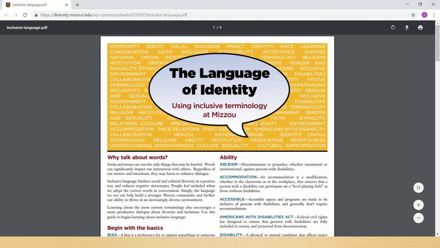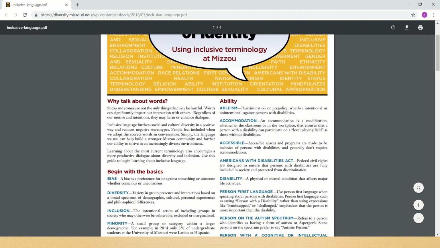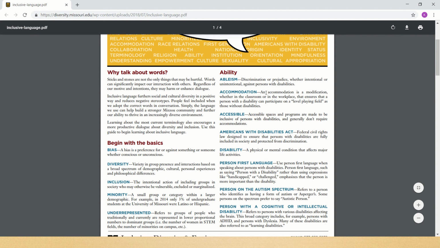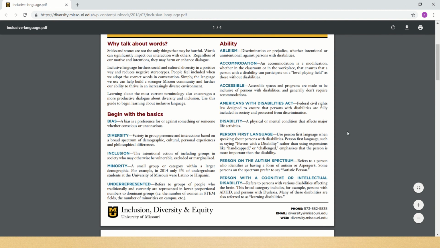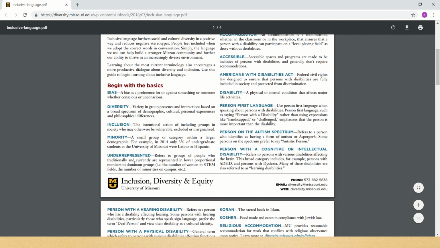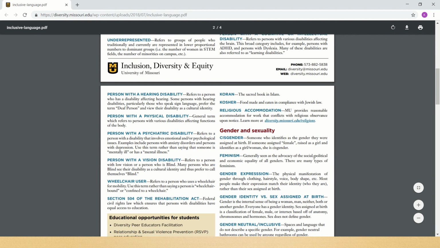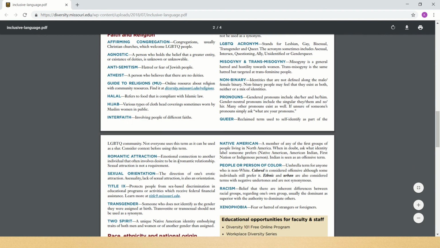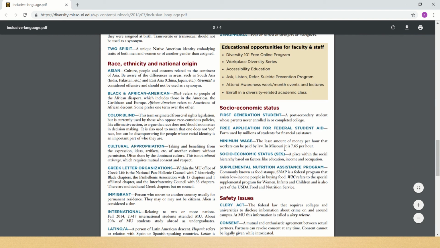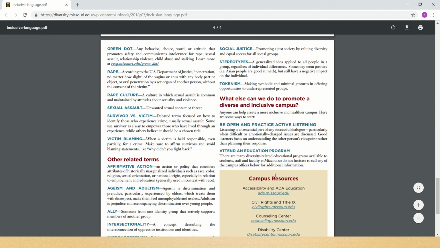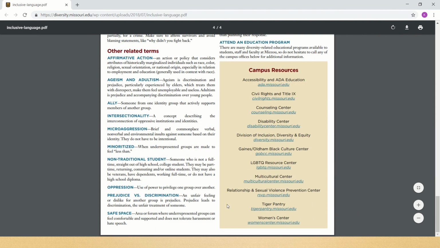Well, slowly but surely. It's the language of identity, as they've deemed it, and it covers really all of these topics. Ability. Here's a glossary of terms to use, and like a good glossary, a pretty good definition of each of these terms. Some of the basic terms when talking about inclusion and diversity, gender and sexuality, faith and religion, race, ethnicity, and national origin, socioeconomic status, safety issues. It's got a ton of other resources. Now, these are more specific to University of Missouri, but these are really, really helpful terms to just have.